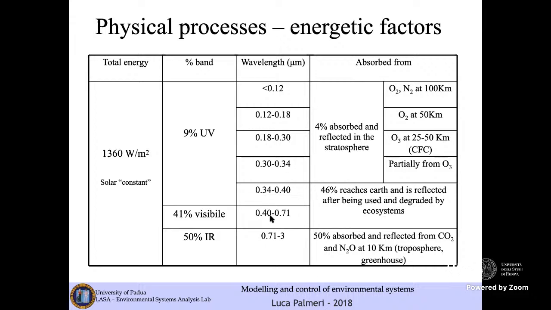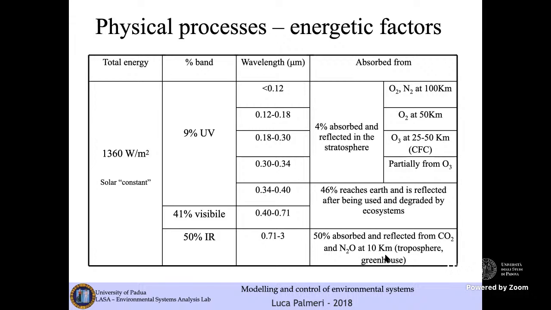So this quota, 46%, partially ultraviolet and visible, is what is used by biological systems and degraded in order to convert this energy into more sophisticated biological macrostructures. Of the 50% infrared energy, meaning wavelengths between 0.71 and 3 microns, this 50% is absorbed and reflected by CO2 and N2O, that is nitrogen oxides.